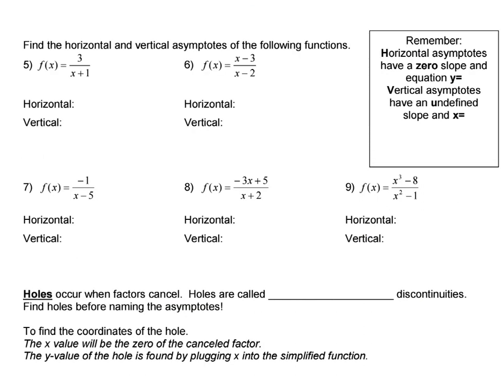So let's practice this process. We're going to start with horizontal asymptotes, and I'm going to do all of 5, 6, 7, 8, and 9 on this next page. And then I'll come back and do the vertical asymptotes for all of them. Since we just talked about horizontal asymptotes, I want to do those first.